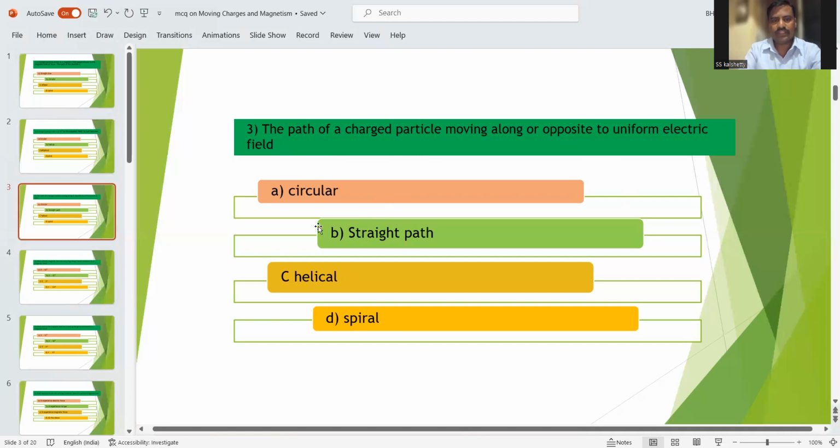So the options: A is circular, B is straight path, C is helical, and D is spiral. When a charged particle moves parallel or anti-parallel to the field, a straight path will be produced, right?